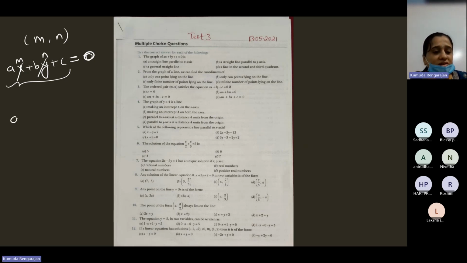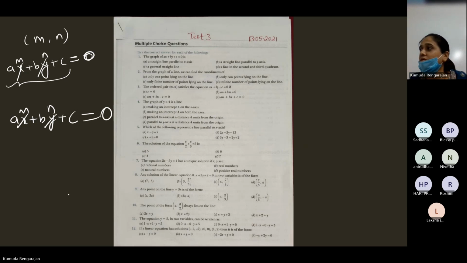See, what is the LHS, children? The LHS is ax plus by plus c, correct? In that equation, ax plus by plus c is equal to 0. When you put m for x and n for y, what answer should you get if it satisfies? This answer should be 0. So which is the option there? I think D, right? So am plus bn plus c should be 0. If it is 0, then it satisfies the equation.